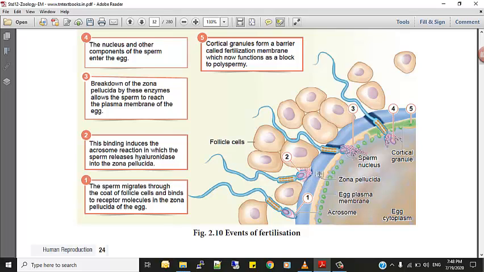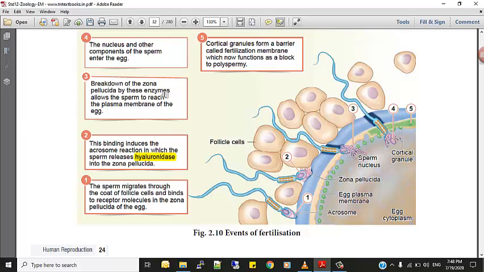It will liberate the enzymes such that the zona pellucida membrane is broken. This binding induces the acrosome reaction, in which the sperm releases hyaluronidase into the zona pellucida. This is the enzyme. And you can see after rupturing the membrane, the sperm nucleus is released inside. That is the third one.